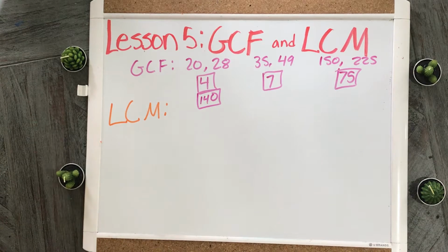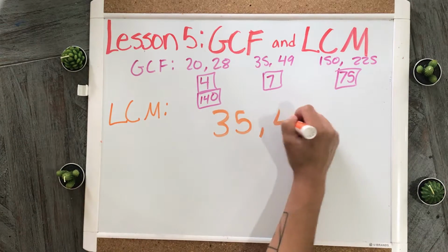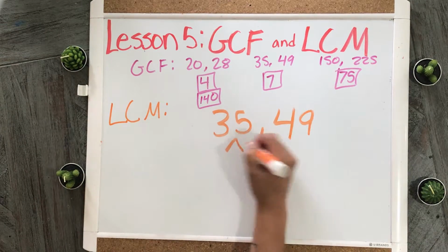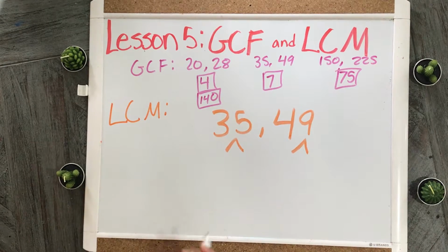Okay. 35 and 49. Factor trees. I remember what those are called. That's a nice thing. All right.